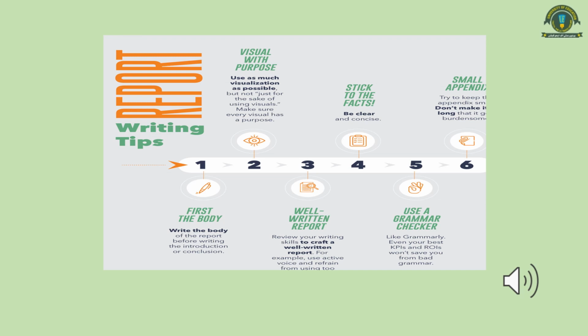The next step is use a grammar checker. While you are writing your report, you must be vigilant enough to check the grammar of your report, so that the process of communication may not be affected because of any weaknesses in your grammar. Then the last step is small appendices. It means that you have to add the references from where you have collected your information. This will further strengthen your report when you depict the references at the end of your report.